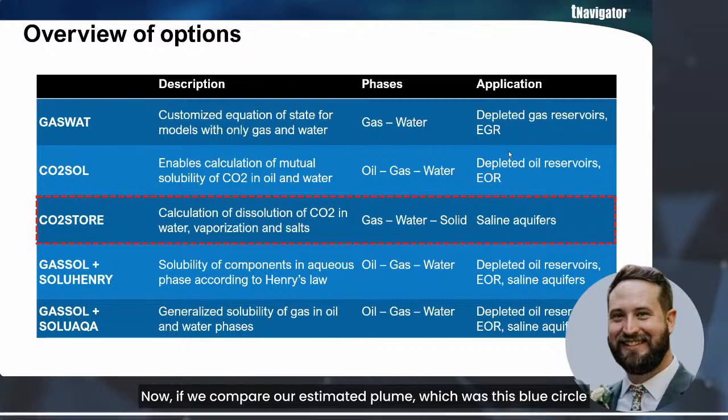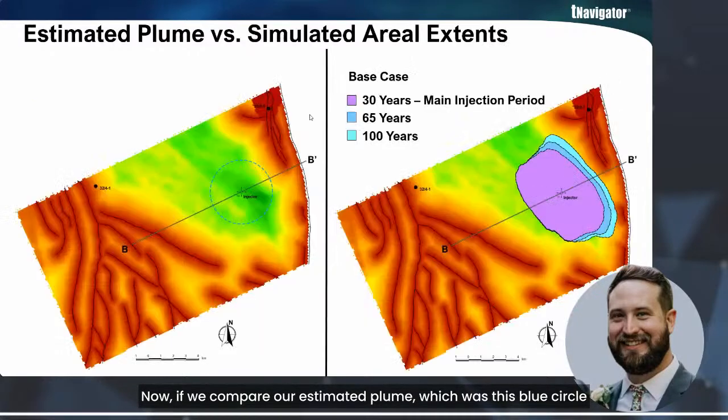Now, if we compare our estimated plume, which was this blue circle originally looked at, versus the simulated extents, you can see we actually ended up with a much larger plume than expected. And this is likely because, as we'll see, of where the plume is migrating to begin with during injection. So the purple is the first 30 years during the main injection period. And then we can see over the remainder of time, the plume does continue to migrate after injection. So for these next slides, we'll be looking at the slice B to B prime through the injector and the plume.